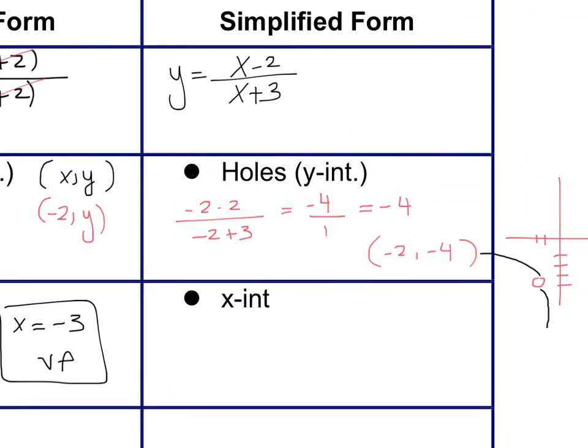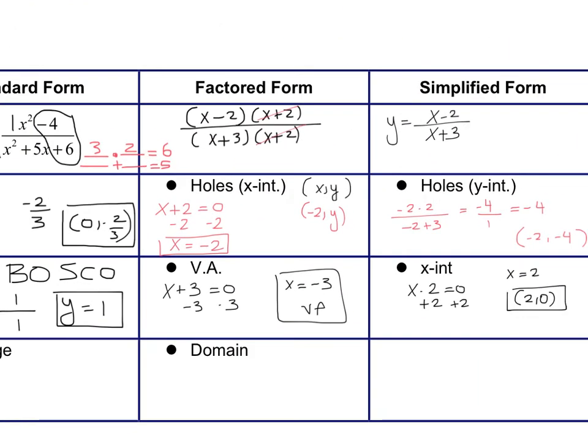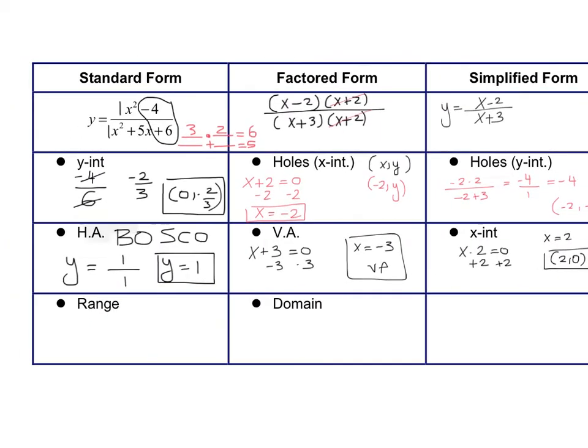Now to find the x-intercept, you look at your simplified form, and I can see I have x minus 2 on the top. You set that equal to 0, and you solve for x. So x equals 2 would be my x-intercept. It means my point is going to be (2, 0), and that's going to be my x-intercept. This is how you find all of these values, and all of these will help you graph your function.